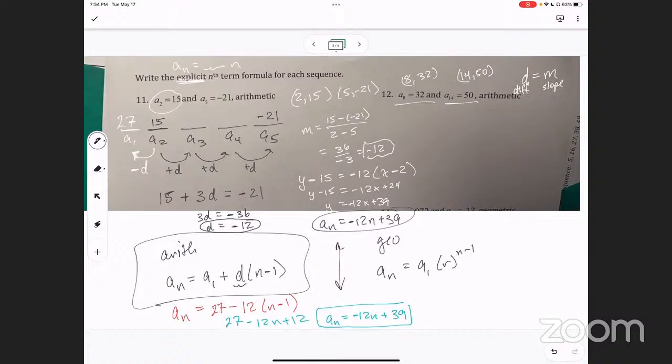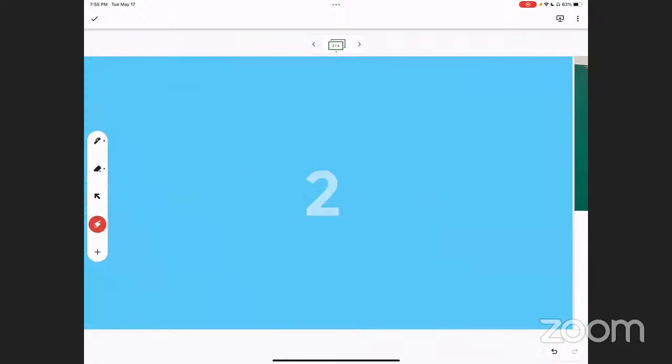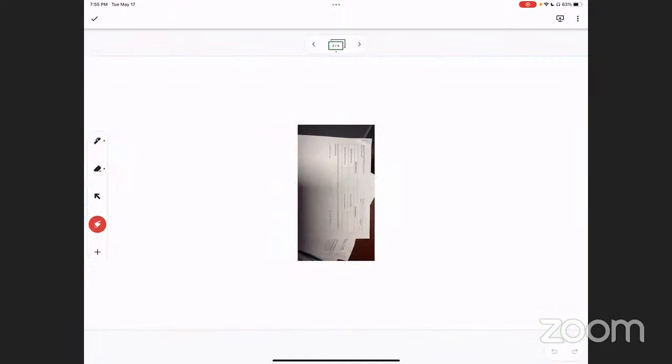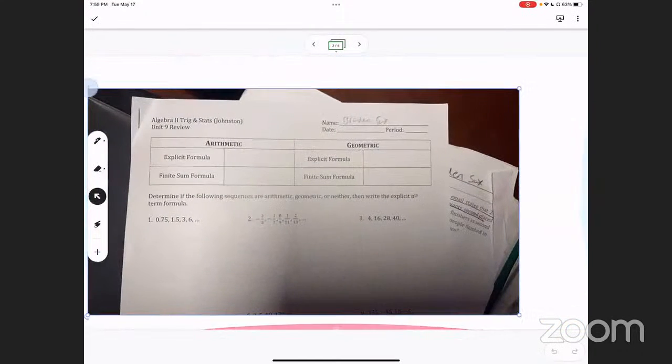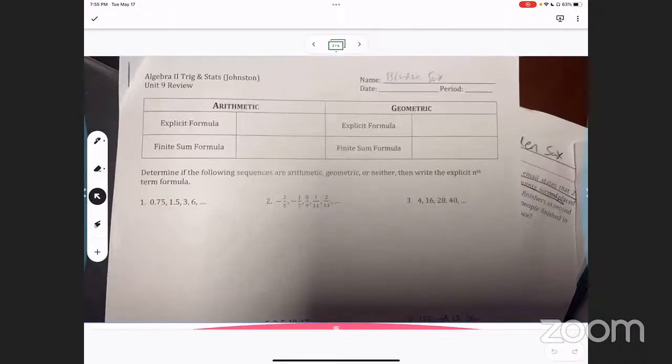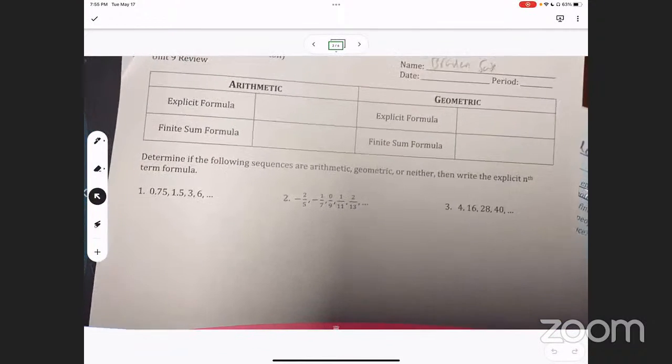And then to back this off to get to a sub 1 would take a while if you found that difference and you kept backing it off. So it's really just easier to use one of these points, like I did here, put it in slope intercept form, and then just rewrite a sub n and n. I'm skipping that one just so I can get to these other questions that you have.